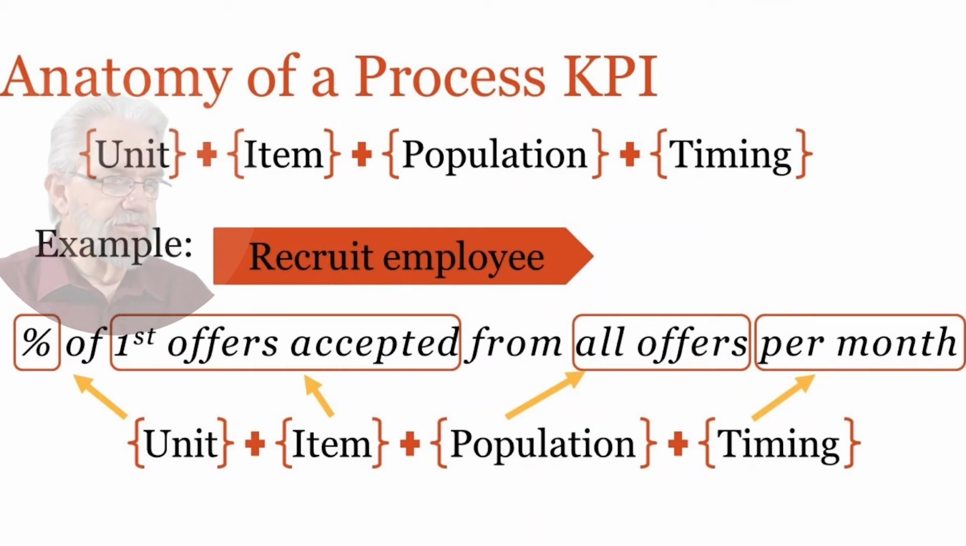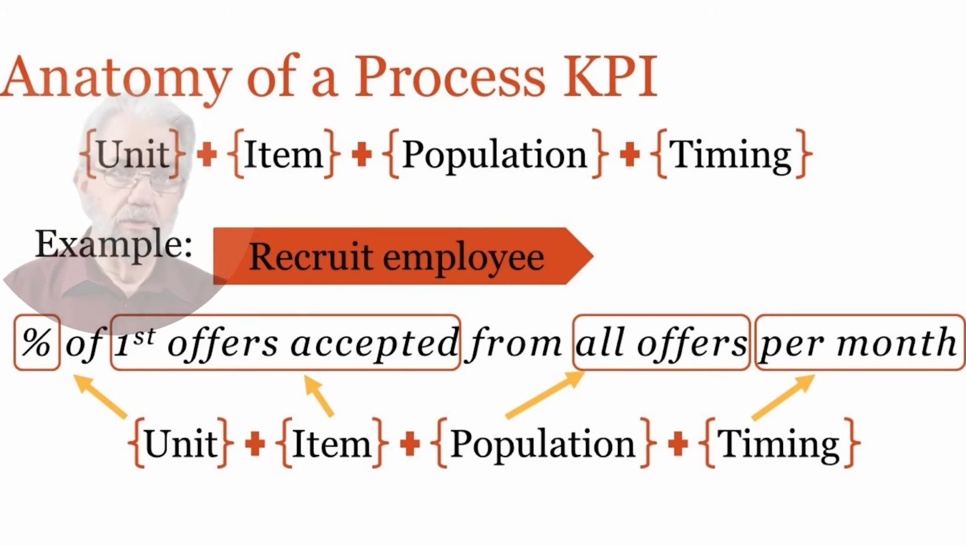So let's have a look at the structure and just map it back onto the 4 characteristics that I was talking about before. So the unit, we're measuring a percentage. What are we measuring? We're measuring first offers accepted. It's very specific. And we're measuring here in this case from all offers. So it's the percentage of those accepted of all offers. Now, we could have measured something different. We could have measured this by different demographics or different roles or whatever. But for this particular KPI, we're measuring out of all offers, and we're doing it per month.